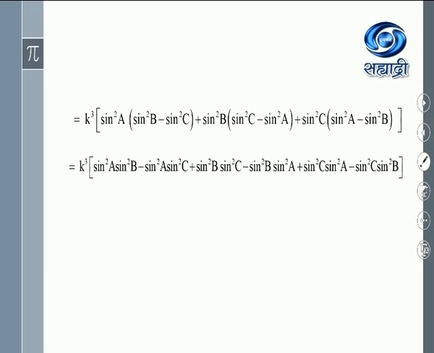I open the bracket with sin square a. So sin square a into sin square b. This is the term. The middle sign is negative. Sin square a into sin square c is this term.